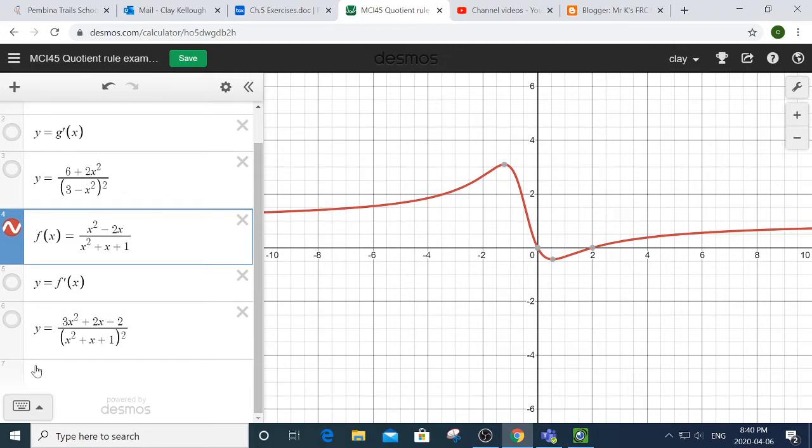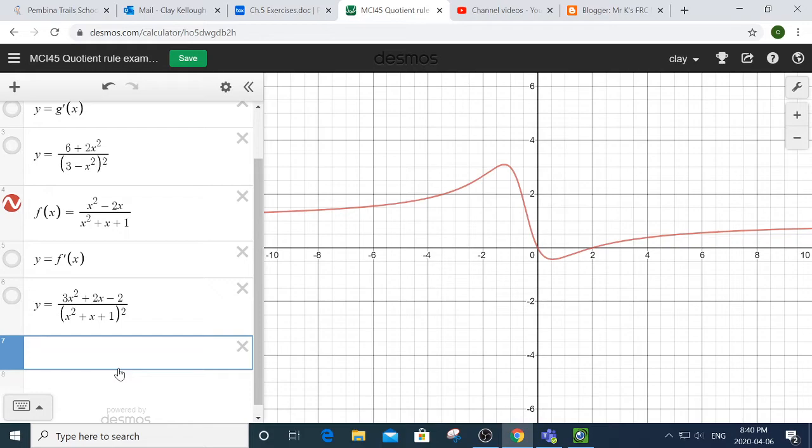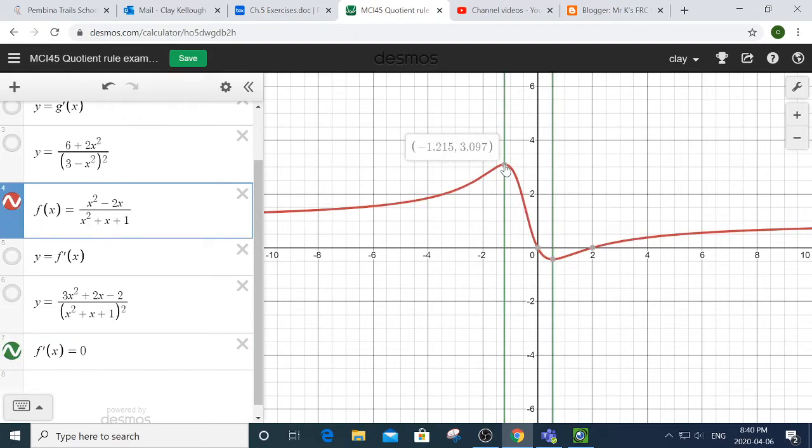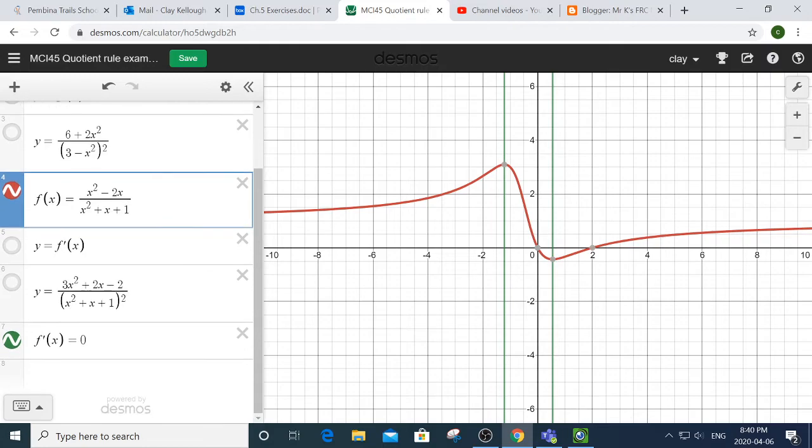Now, you're probably wondering, how am I going to find these peaks exactly? Well, here's the trick. I know that these peaks exist when the slope is 0, and the slope is f prime of x. So I'm just going to say, hey, Desmos, tell me when f prime of x is 0. It's going to give me those two lines, and then I just look for where they meet. But it's not going to give me radicals, is it? Well, okay, we can do that.